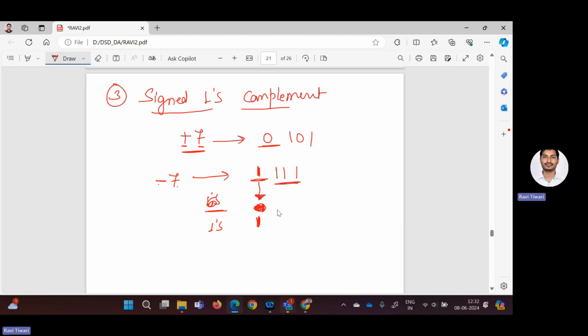So this number is 1, it becomes 0. This number is 1, becomes 0. This number is 1, becomes 0. So this is the signed one's complement form of negative 7.